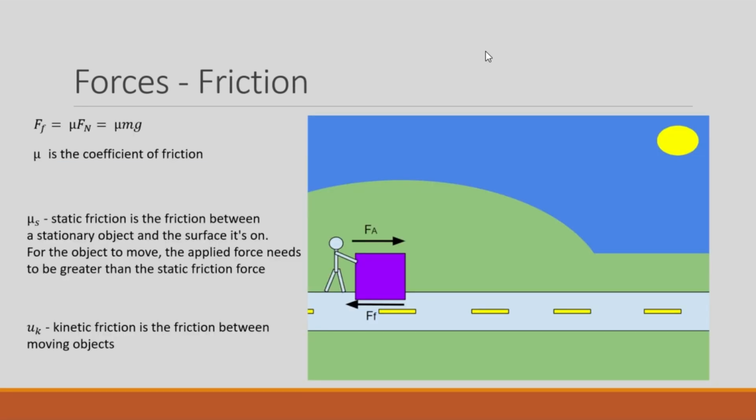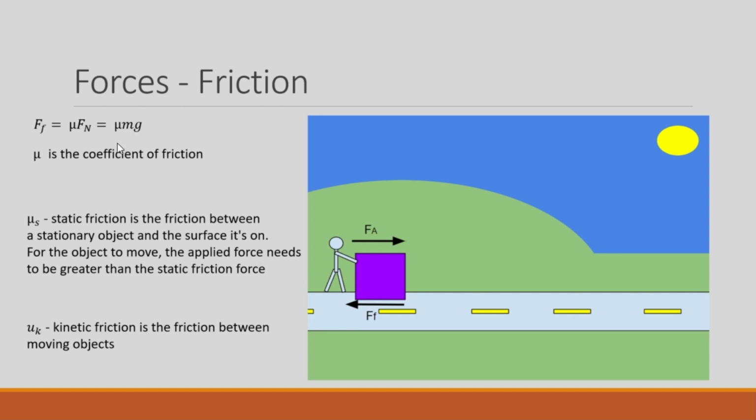The force of friction has two main components. There's static friction and kinetic friction. Static friction is the force that will prevent objects from moving when they're resting on a surface. For example, if you were to push on a stationary box, you would need to apply more force than the force of static friction for the box to start moving. The force of kinetic friction works to slow objects down once they're already in motion.